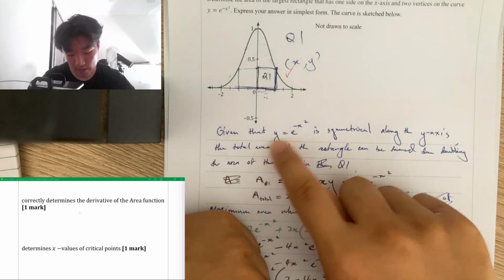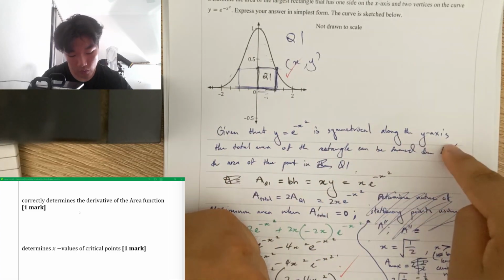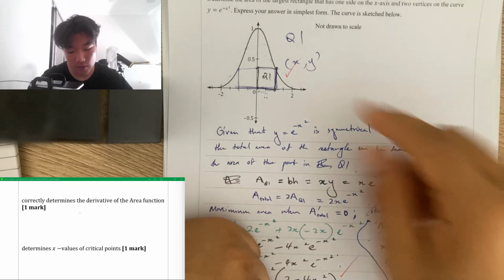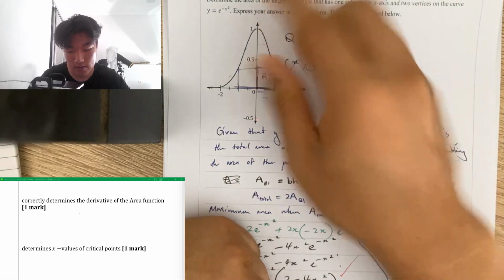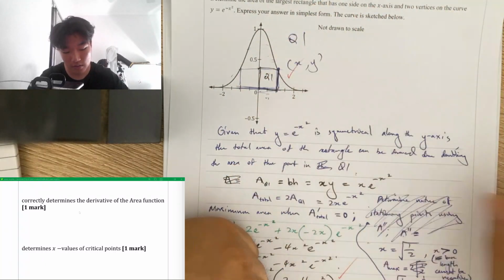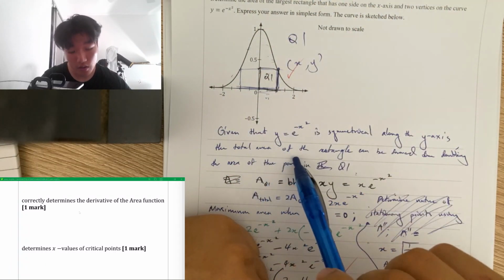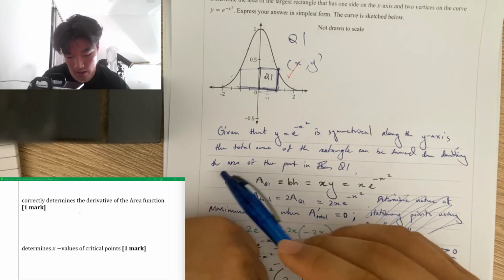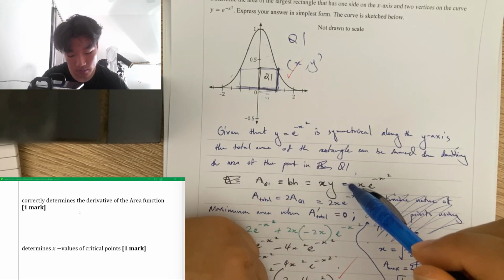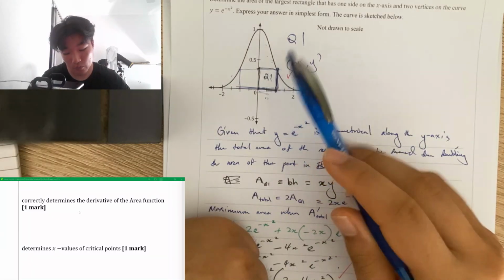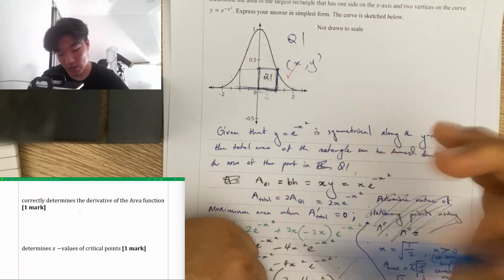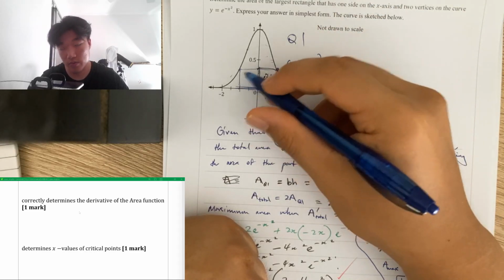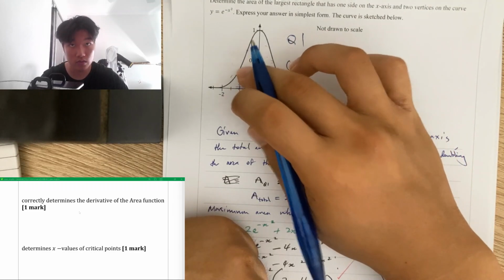So I've written, given that the function is symmetrical along the y-axis, I think that's the correct term, right? It's mirrored from the vertical axis, it's reflected on one side to the other. The total area of the rectangle can be formed from doubling the area of the part in quadrant 1. So Q1 represents quadrant 1, which is this part, right? The area of this is just half the total area of the rectangle, since the area of this is equal to the area of this.